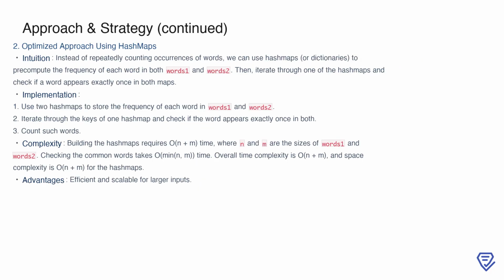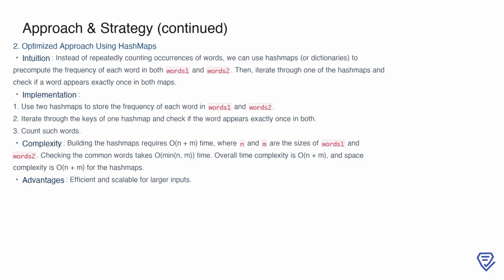A more efficient solution involves using hash maps to optimize the process. Instead of counting occurrences repeatedly, we pre-compute the frequency of each word in both lists. With two hash maps, one for each word list, we store the frequency of every word. Then, by iterating through the keys of one hash map, we check if each word appears exactly once in both hash maps. This eliminates the need for nested loops.